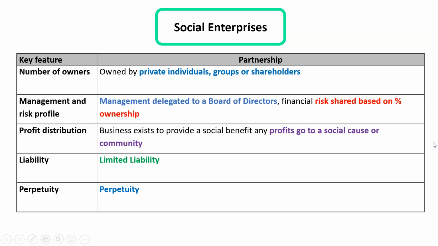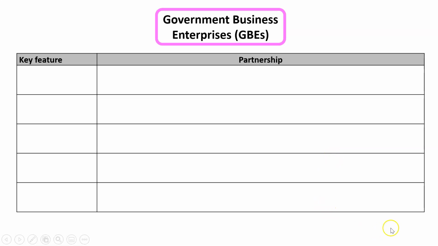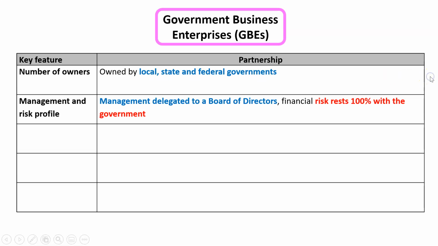In terms of advantages and disadvantages, it doesn't really apply. I mean, it's not like you're choosing between this and another type. So we'll go straight to government business enterprises. Number of owners, well, it's owned by the government. It's owned by everyone, effectively. Everybody in Australia who pays tax effectively owns it, but we just say it's owned by the government at the 3 levels. Management risk profile, again, delegated to a board of directors.